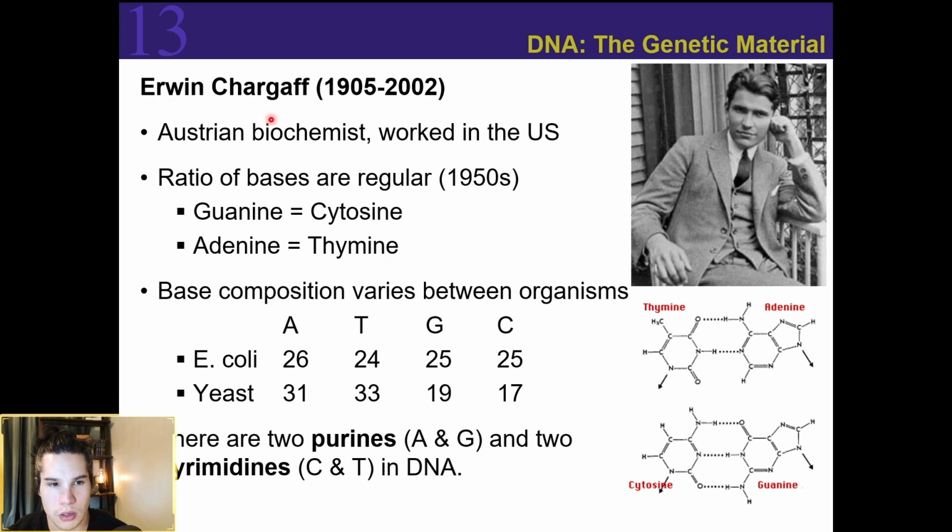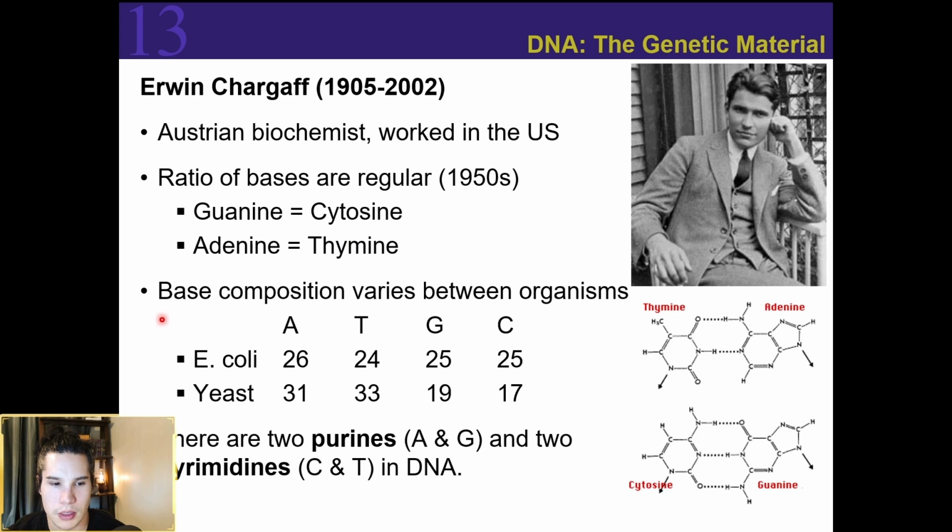Now comes along Erwin Chargaff. He was an Austrian biochemist that worked in the US, and his important contribution was that he found the ratio of your nitrogenous bases to be regular. Meaning, if you were to take a sample of DNA and extract all of the guanine, the amount of guanine that you would have within that sample would equal the amount of cytosine in that sample. So the amount of guanine equals the amount of cytosine. Likewise, the amount of adenine that you'd find in a sample would equal the amount of thymine in a sample.